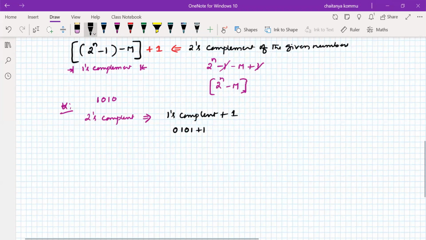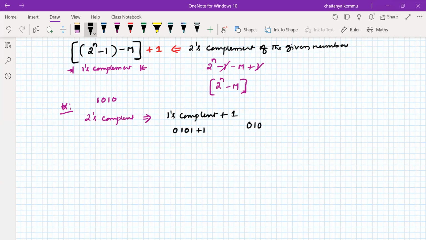So what is it? It is now 1, 0, 0, 1, plus 1 I have added. Therefore 0, and a carry will be available. Now this is the 1, this is the 1, this is 0. So the value of this one is 0, 1, 1, 0. That is how we have to do. Instead of taking 2 power n minus 1, I don't want to go for that kind of procedure. I will take the 2's complement by just taking the 1's complement and adding 1 to that. That is the simplest method I will follow.